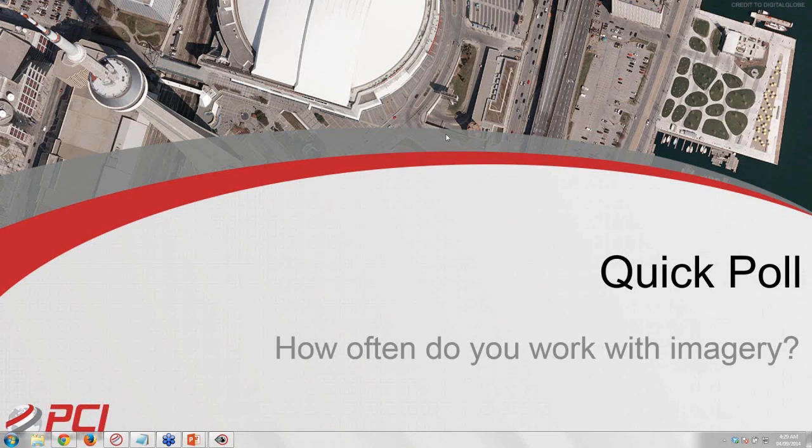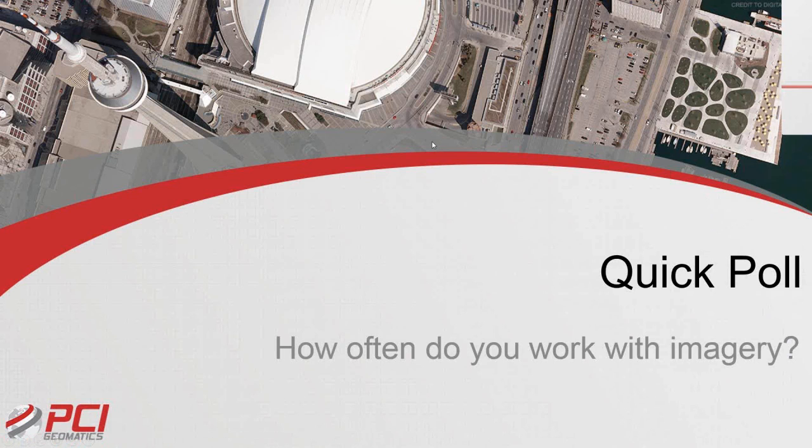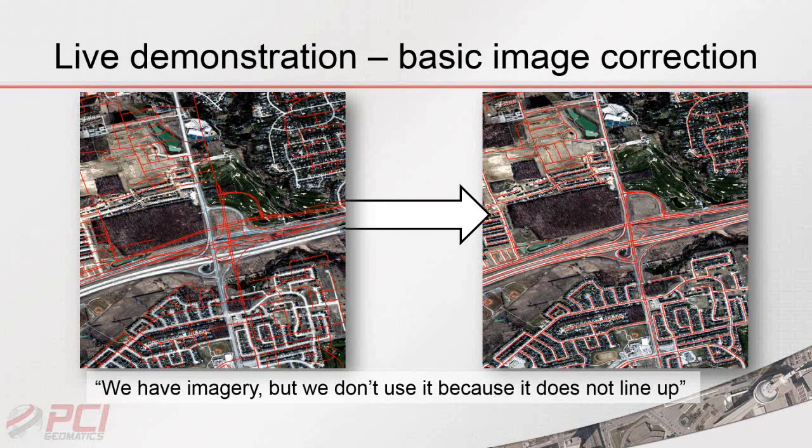Sorry for the hesitation. Okay, so here's the classic scenario, and we hear this a lot. We have imagery, but we don't use it because it does not line up. So if you are familiar with the situation on the left and you wish it was like the situation on the right and you wish it was easy to do, the good news is we're going to show you how that's done with a variety of data sets in Geomatica.